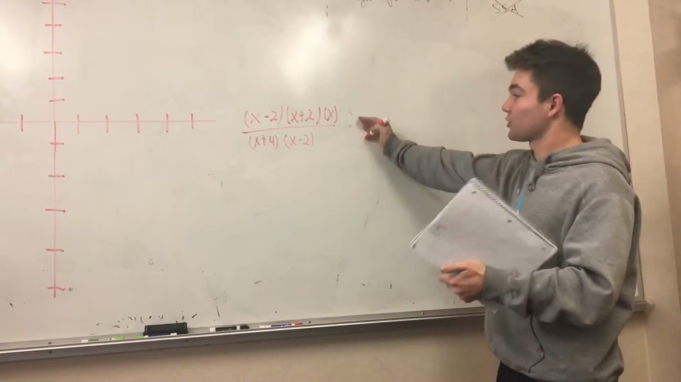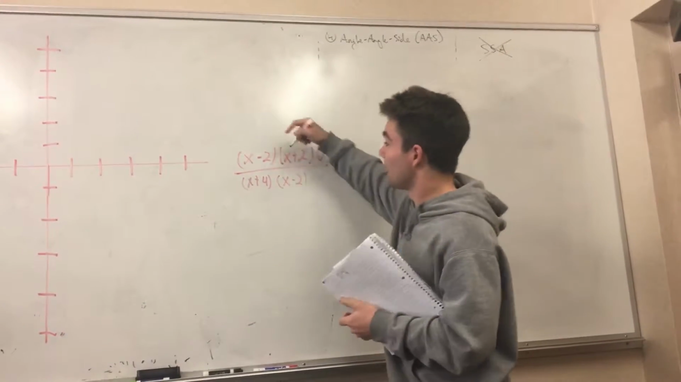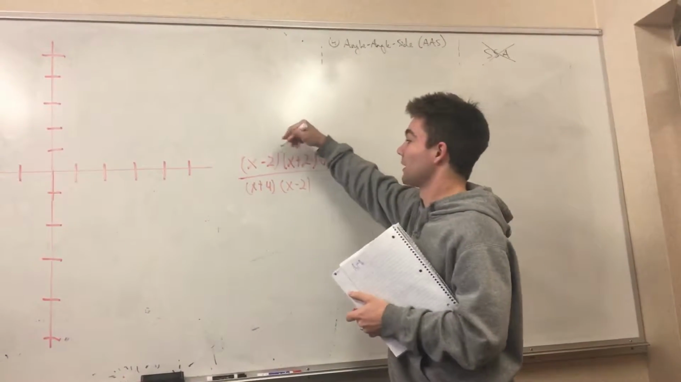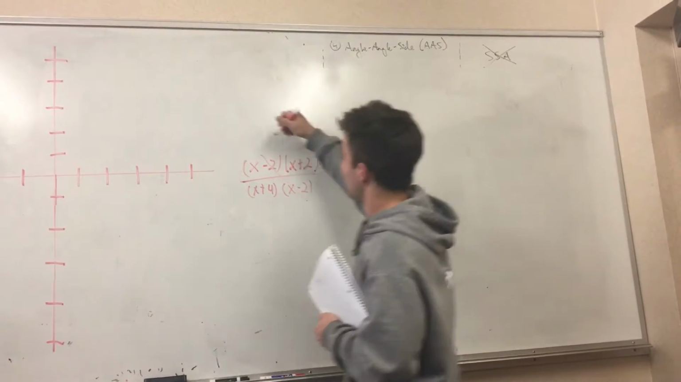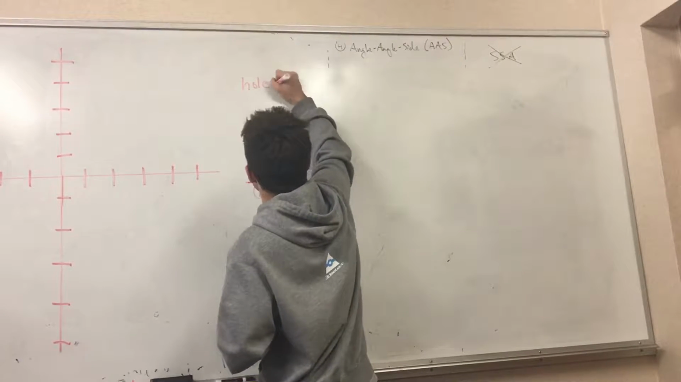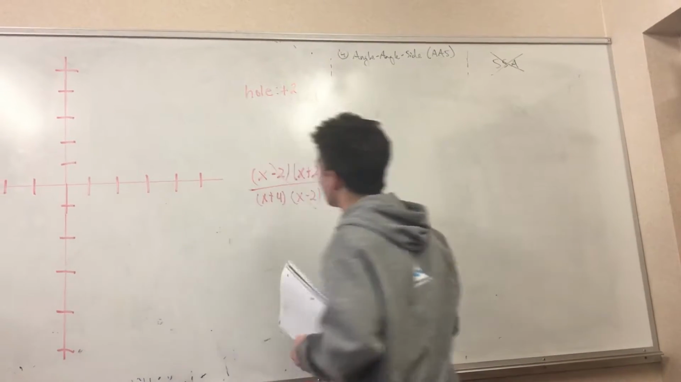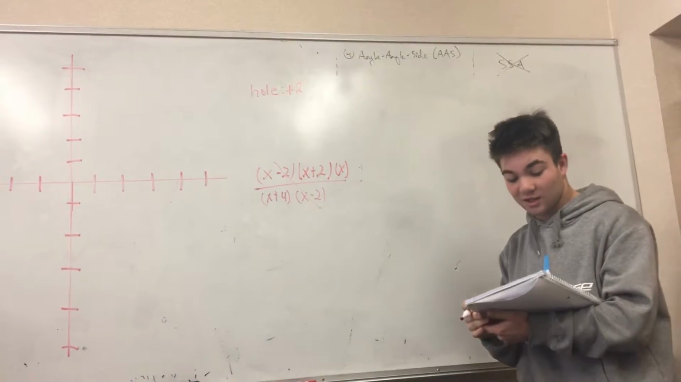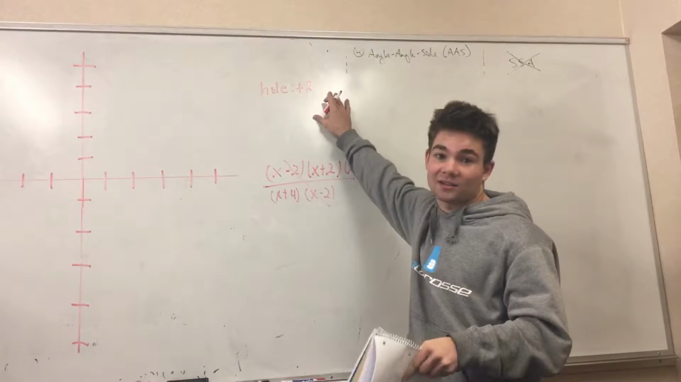The first thing we want to identify is our hole, and that's when we see a common pair like x minus 2. So we can just cross that out, and we should write that the hole is at positive 2. That's the x of our hole.